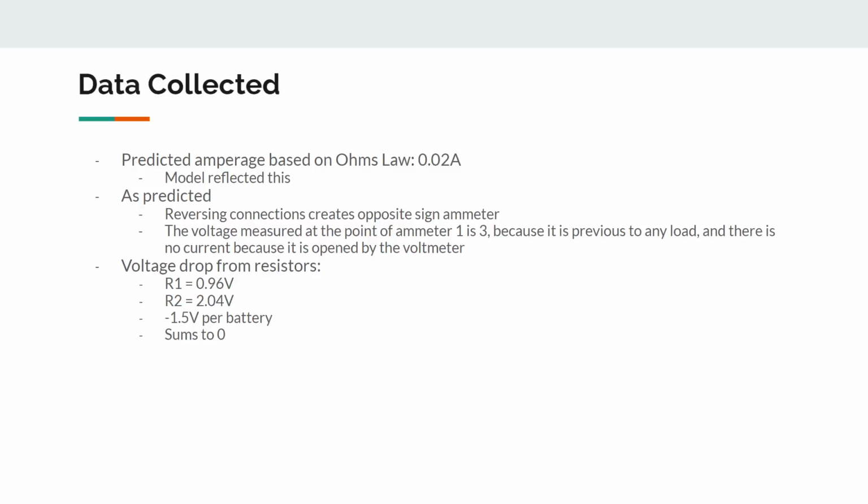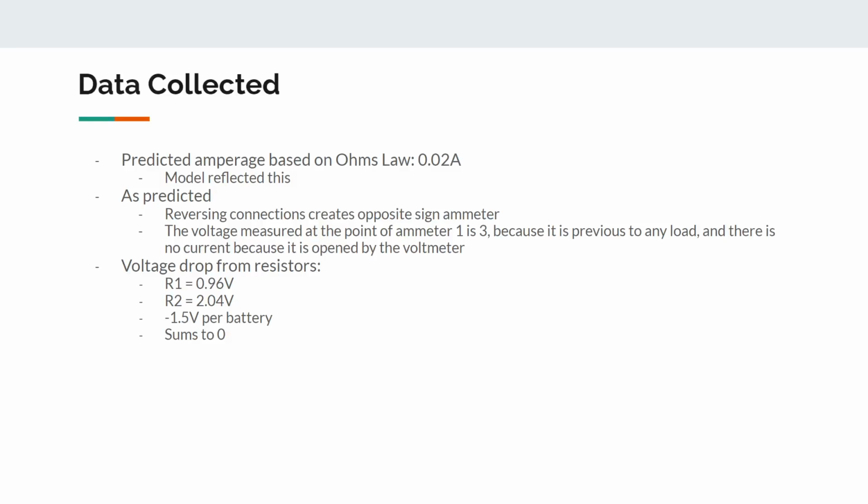So the quick data collected is that we predicted the amperage based on Ohm's law to be 0.02 amps. The model reflected this. As predicted, reversing the connections creates the opposite sign in the ammeter. The voltage measured at the point of the ammeter is 3 because it is previous to any load, and there is no current because it is opened by the voltmeter.